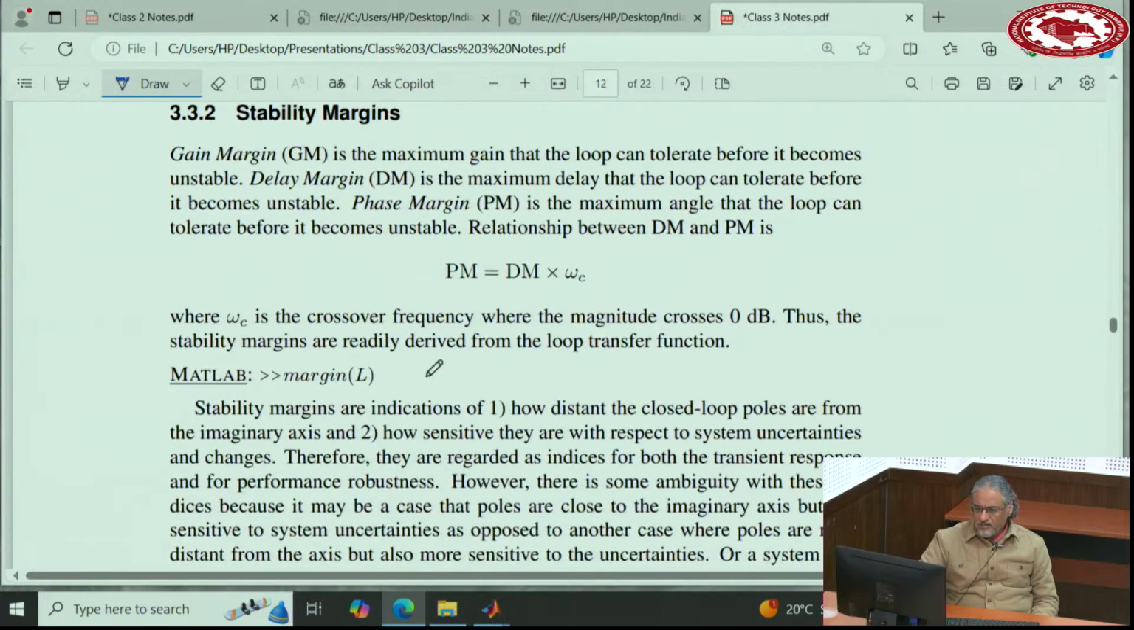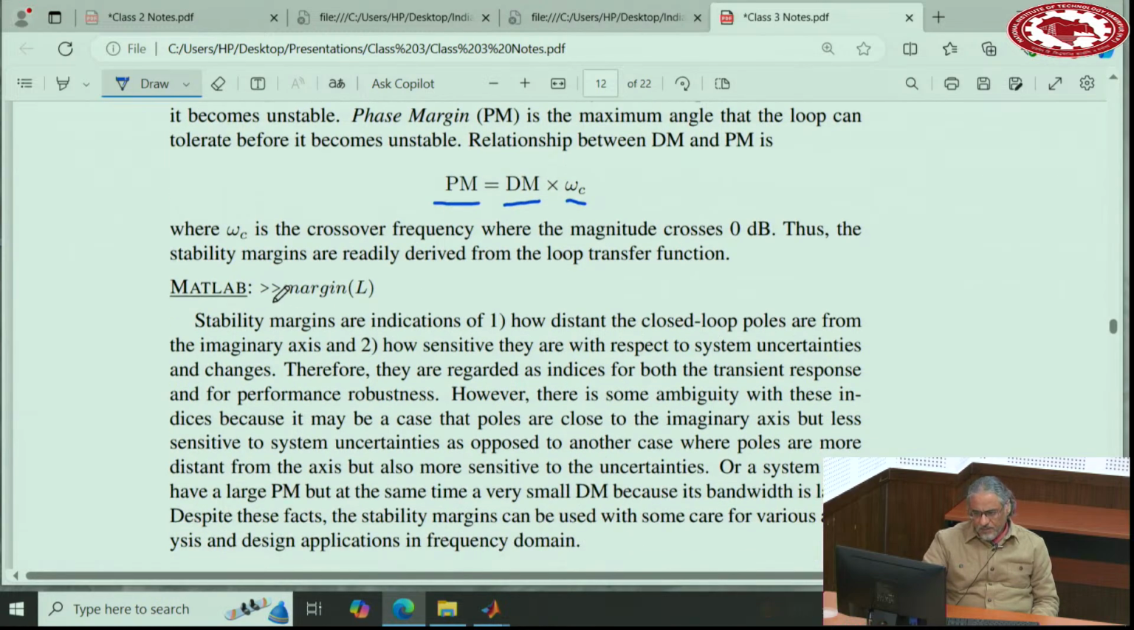And once you have the phase margin, you can find the delay margin: the phase margin divided by the frequency at which the phase margin happens. This command in MATLAB calculates phase margin and gain margin, so you don't need to calculate it yourself.